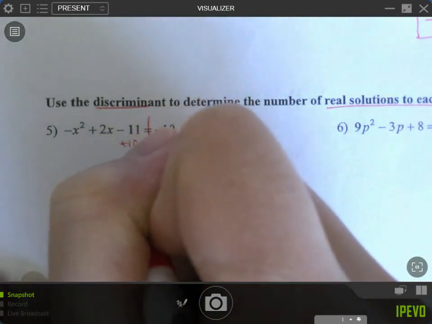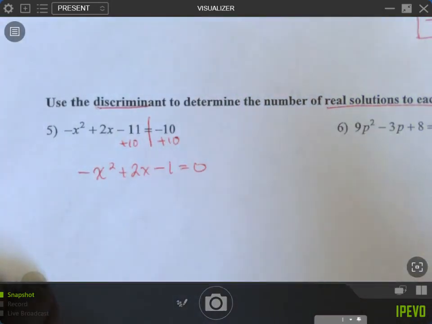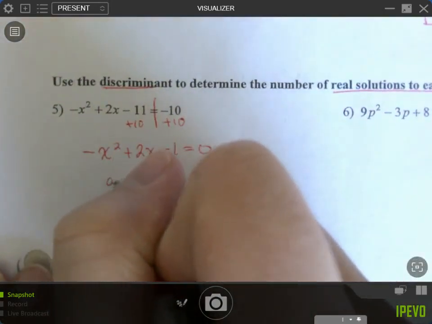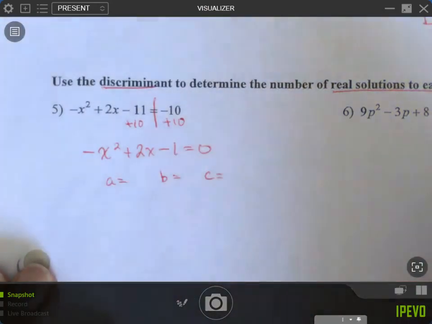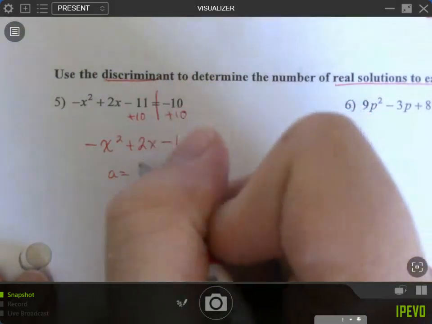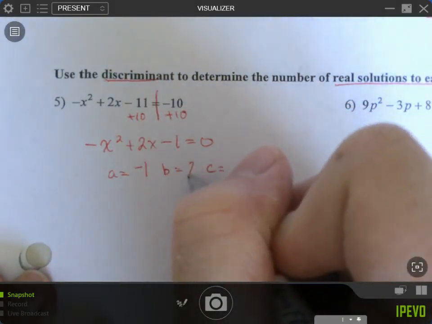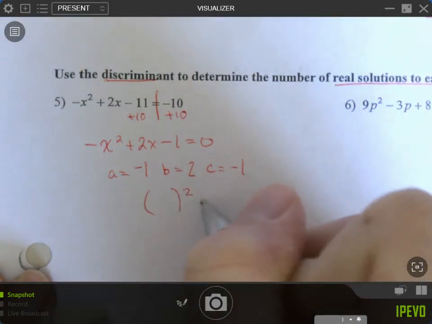Negative x squared plus 2x minus 1 equals 0. Take a second, pull your A, B, and C. We're not doing anything different here. A is what? 1. All right, A is negative 1. B, 2. C, negative 1. Get your discriminant formula templated.